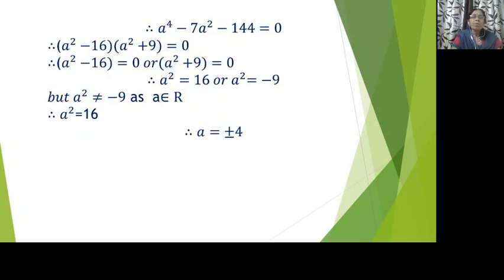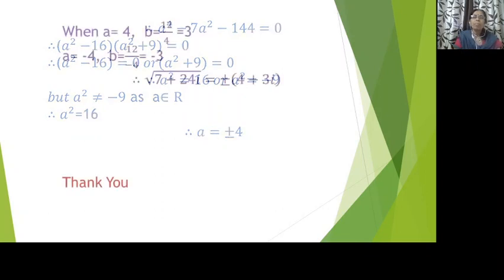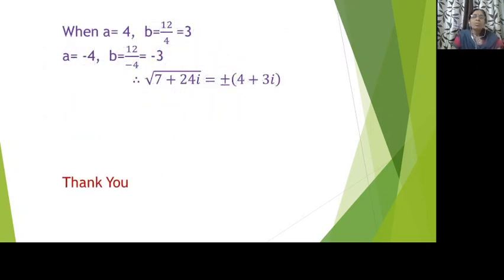So we have a square is equal to 16, and taking the square root, we have a is equal to plus or minus 4. Now find the values; here we get two values. When a is equal to 4, then we get b is equal to 12 upon 4, that is equal to 3. And when a is equal to minus 4, then we get b is equal to 12 upon minus 4, that is equal to minus 3.